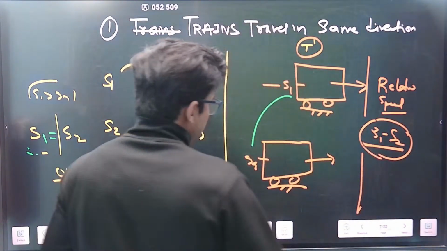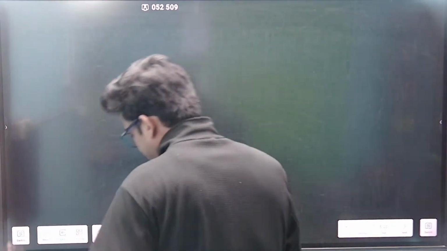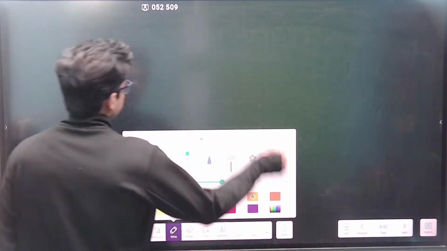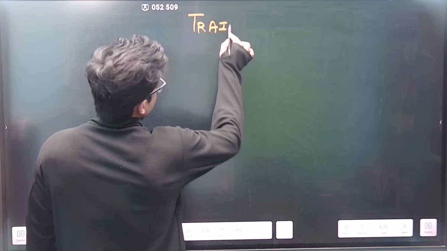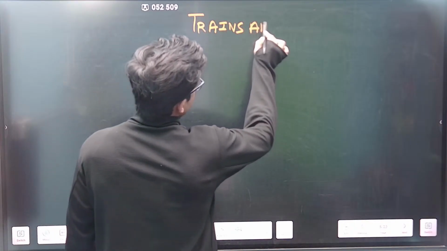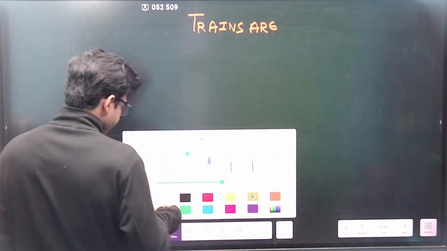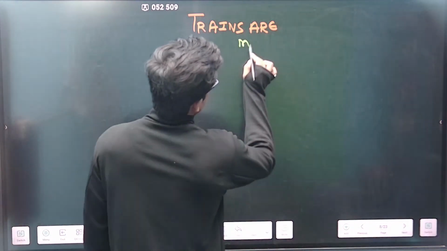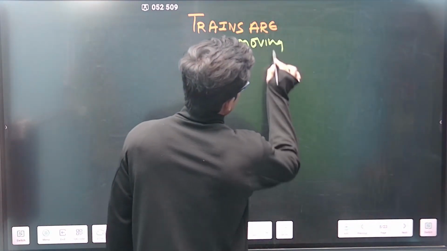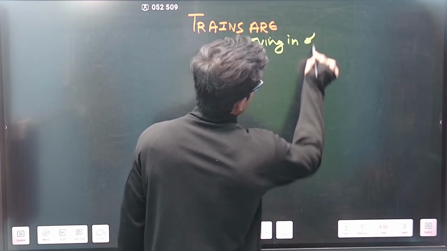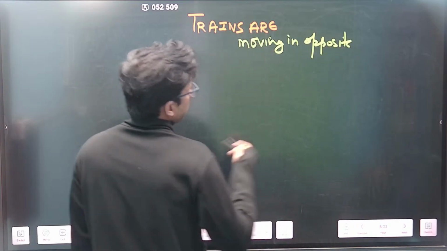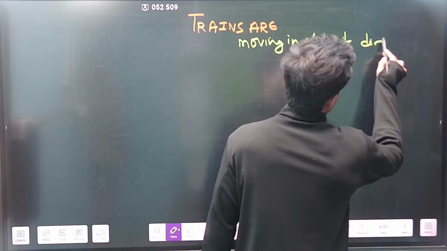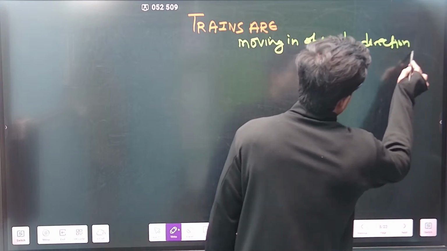Okay, let's come to the other part. Now, if they are moving in the opposite direction, so if trains are moving in opposite direction, what will happen now? See.